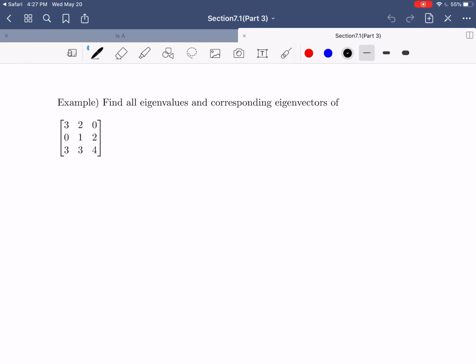In today's video, we're going to be finishing up section 7.1 by looking at a couple more examples of determining the eigenvalues and corresponding eigenvectors of different matrices. In the previous two videos, we've seen a couple examples of doing this. Our first one, we saw that we had all real eigenvalues and real eigenvectors, and in the previous video, we saw that we had a mixture of real eigenvalues and complex eigenvalues, and therefore a mixture of real eigenvectors and complex eigenvectors.